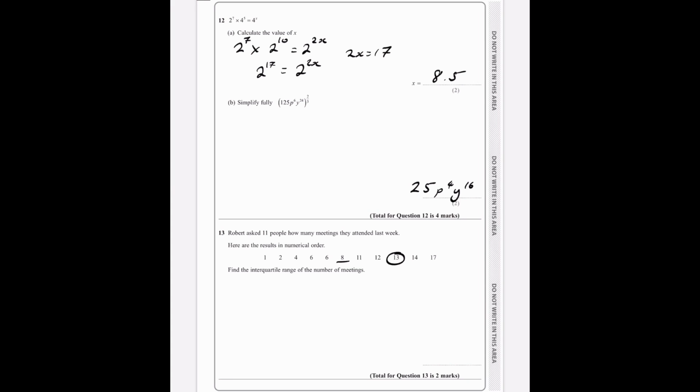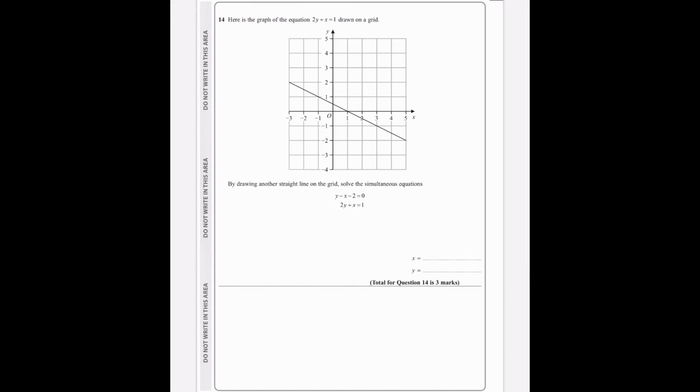Question 13, 11 bits of data, the median's at 6, the lower quartile's at 3, and the upper quartile is at 9. Difference between the 3rd position and the 9th position is the difference between 13 and 4, which is 9.